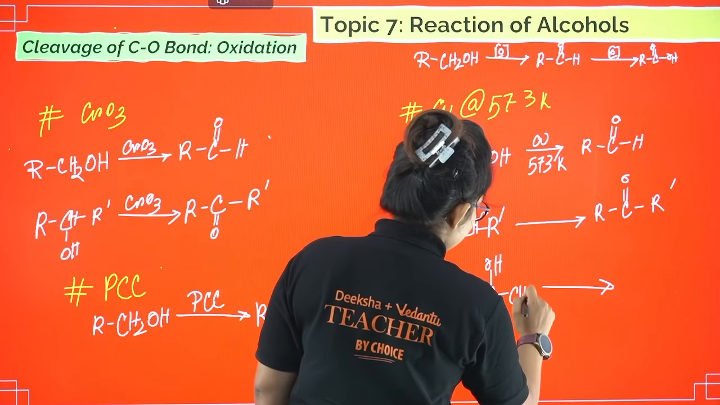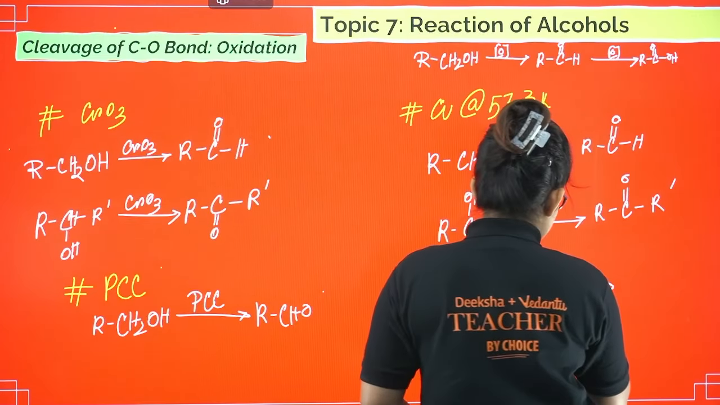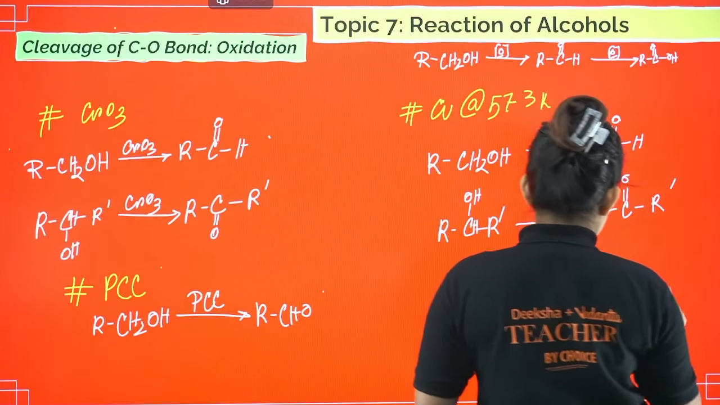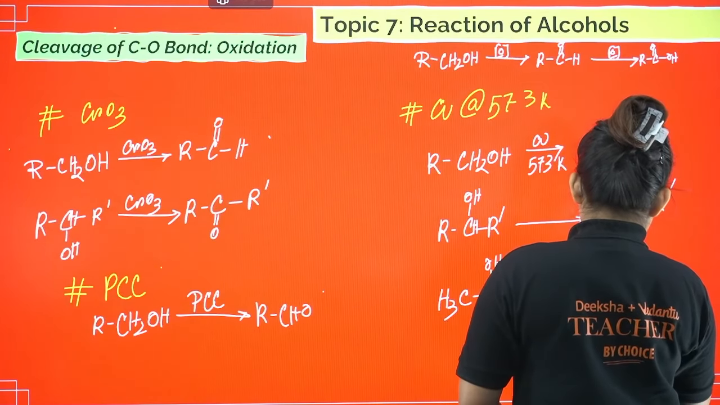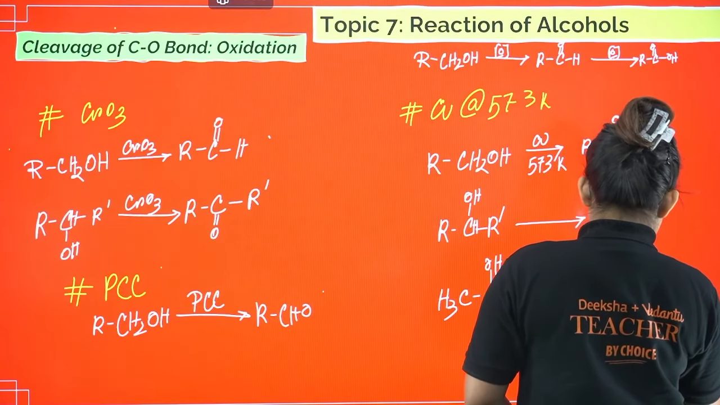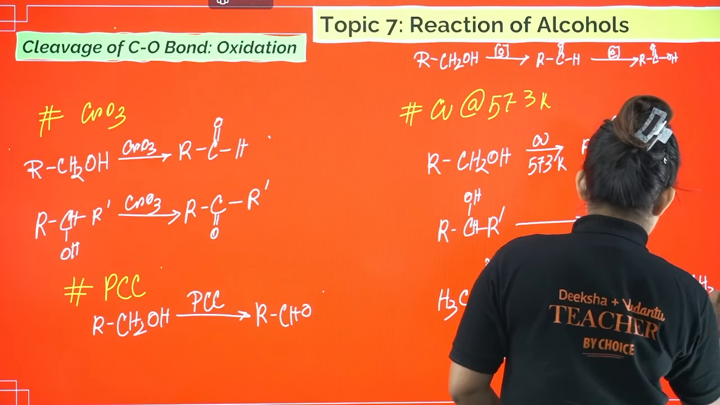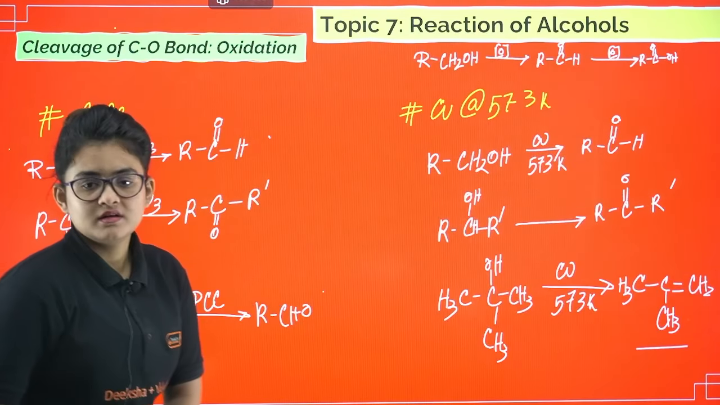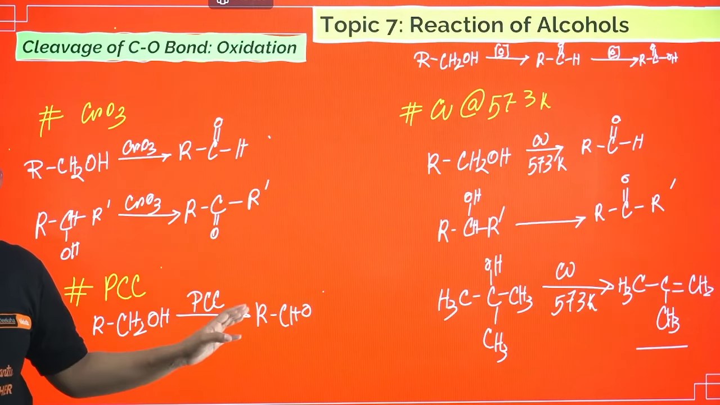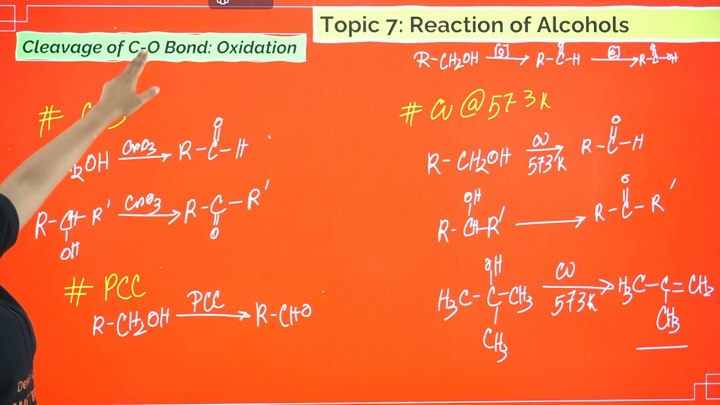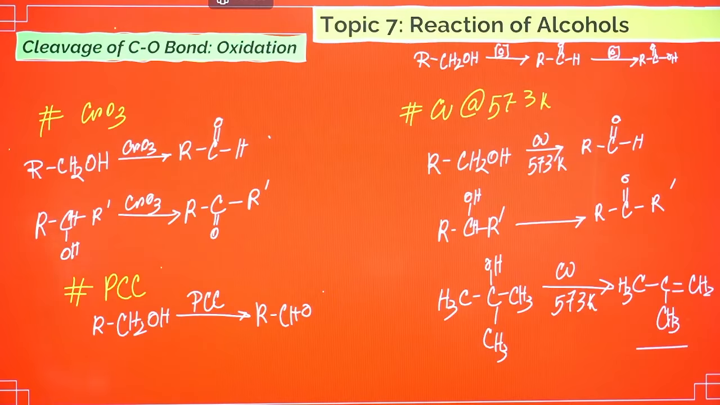So here, if you are having a 3 degree alcohol, on being treated with copper at 573 Kelvin, you will end up with dehydration. So CH3, single bond C, CH3, here double bond CH2. That's it. So these are the sets of reactions involving oxidation. Here also the involvement of C-O bond cleavage takes place. I guess it is clear to you.